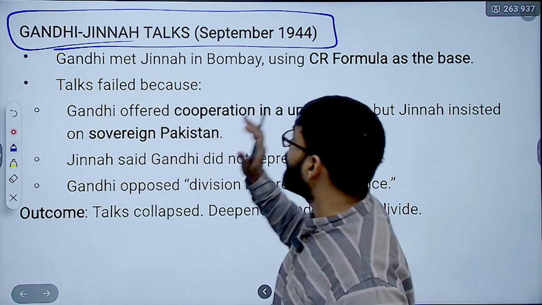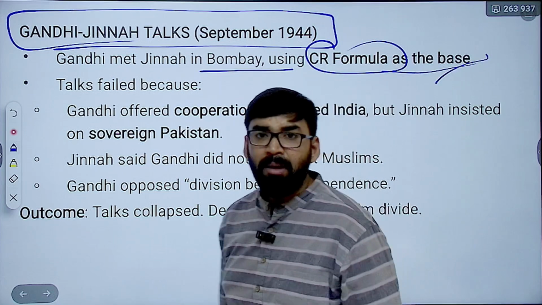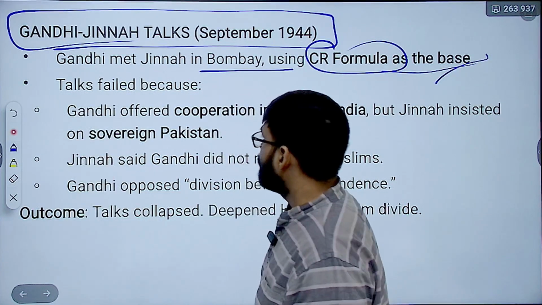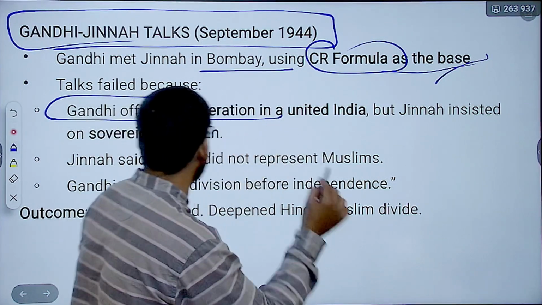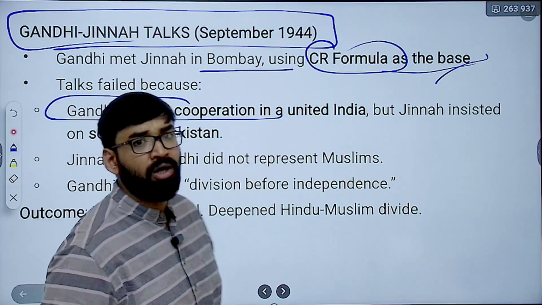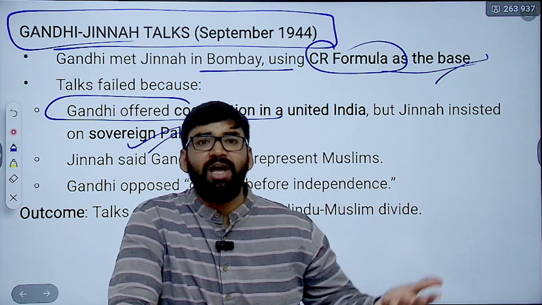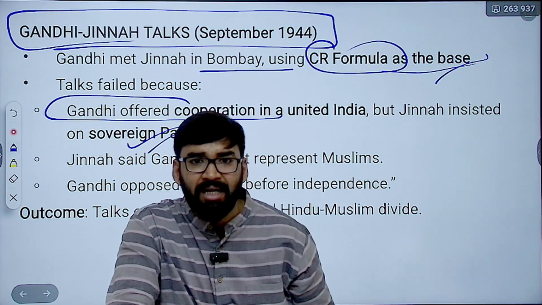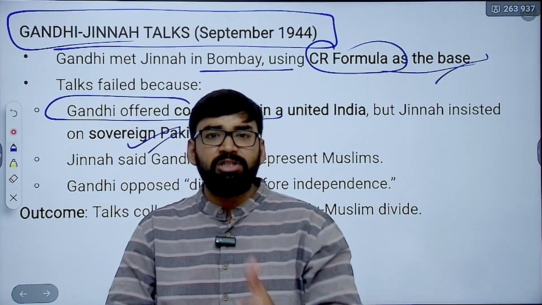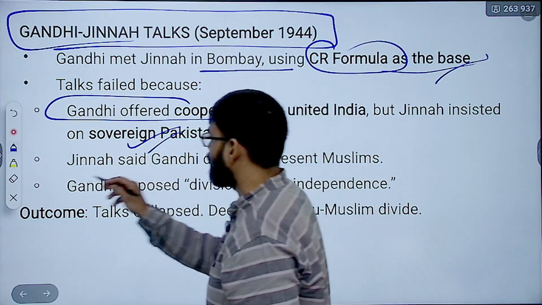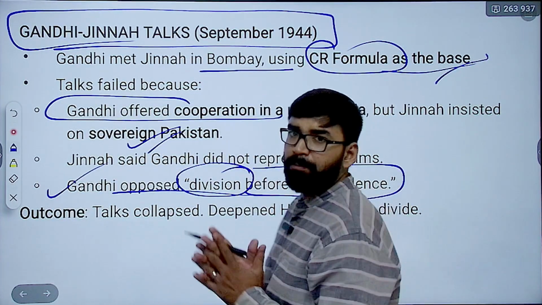So Gandhi met Jinnah in Bombay using the CR formula as the basis. But these talks failed because Gandhi offered cooperation in a united India, but Jinnah insisted on a sovereign Pakistan. Jinnah said that Gandhi did not represent Muslims. Gandhi opposed division before independence. Gandhi ji said that division before independence is not possible.